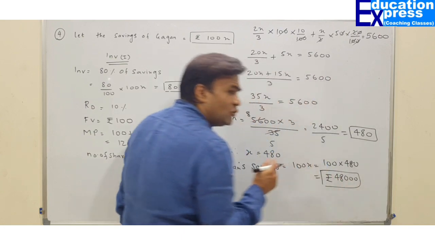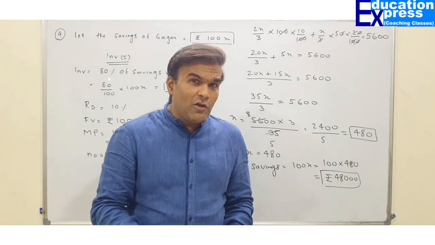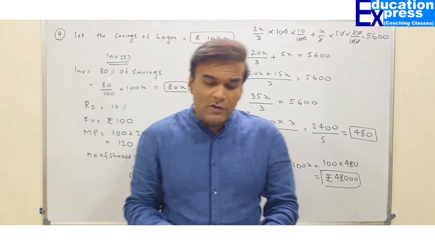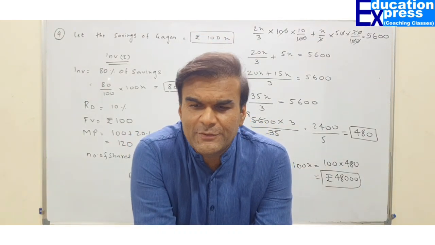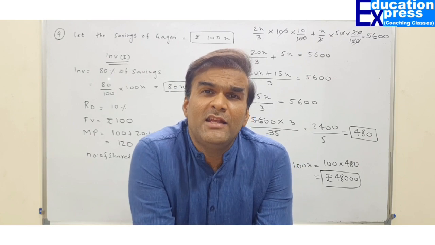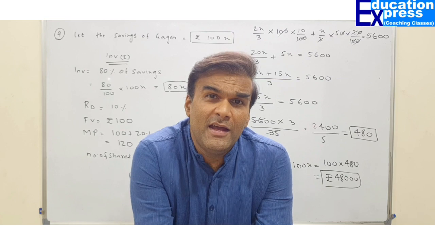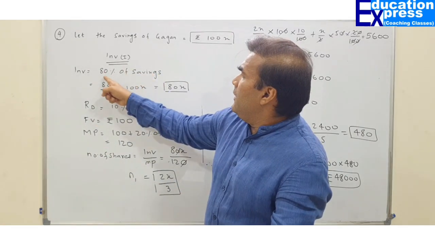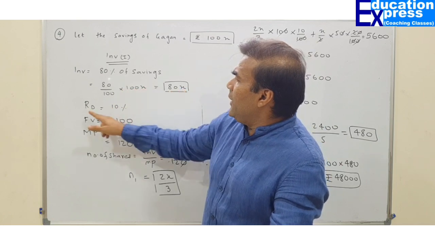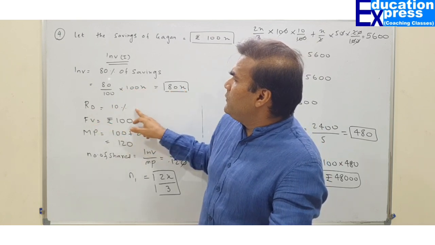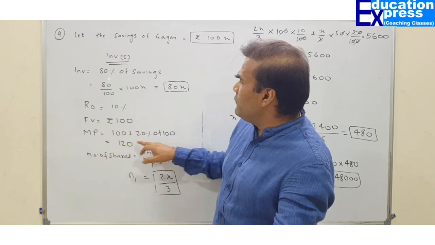My friends, you need to have patience and you have to discipline yourself. Again, let me come back to the whole thing. It was given to us that Gagan has some amount of savings. We don't know the quantum of savings, so I presume let the savings be 100x. 80% of his saving was made in investment 1. 80% of 100x, so 80x. Rate of dividend was given as 10%, rupees 100 share at 20% premium. So 100 plus 20%, 120.